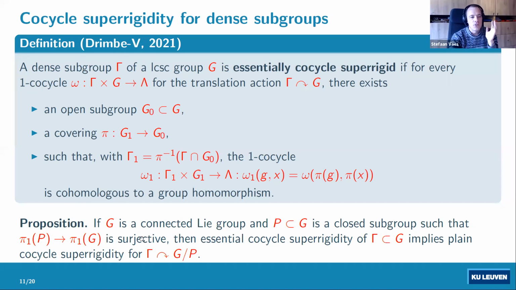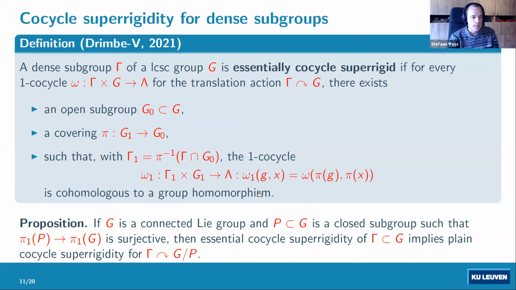And then, under these little technicalities, all of which is of course satisfied when you look at the hyperbolic plane or other hyperbolic spaces, this essential superrigidity of the subgroup does imply the usual one that we had before for the action on the homogeneous space. Somehow this kind of assumption on the fundamental group wipes out all the intricacies here. And of course, there are no open subgroups because we are in a connected setting and so on and so forth. Okay.